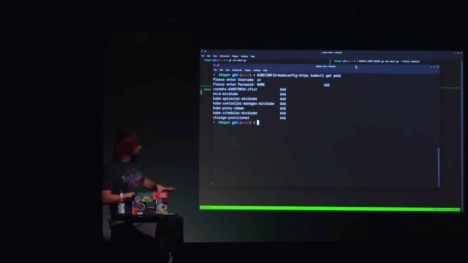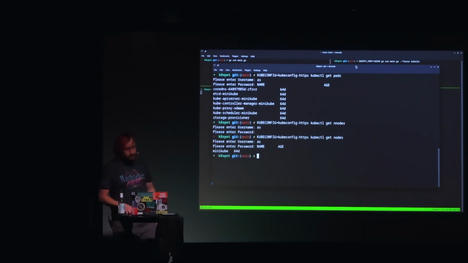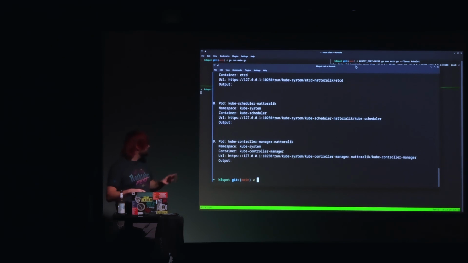But as you can see, it is a kubectl get pods, and it basically gives you the same command output that a real cluster would, which also means I can get the nodes, which will tell me that it is a minikube. But there are also offensive security tools, for example kubelet control, which is specifically tailored towards exploiting exposed kubelets. And even that one, I can basically run.